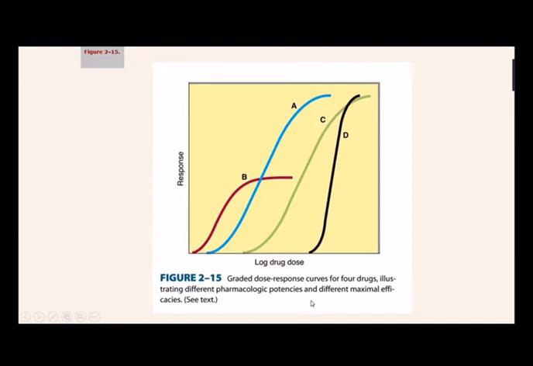So, before we can judge which drug has the largest effect, we should know what a graded dose-response curve is, what potency is, and what maximal efficacy is.